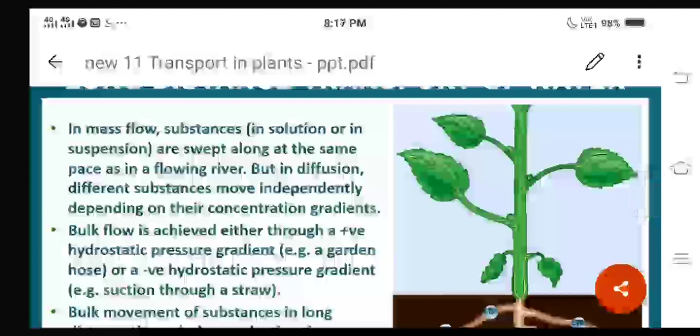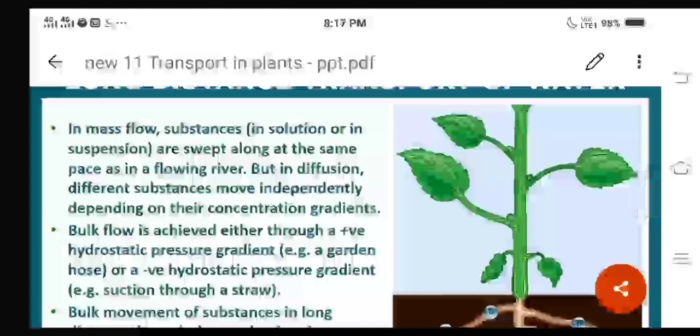And one more thing is how bulk flow is achieved in the plant, right? Bulk flow is achieved either through a positive hydrostatic pressure gradient. We mention it as the positive hydrostatic pressure gradient. And here we can understand, what is the sentence there? Bulk flow is achieved either through a positive hydrostatic pressure gradient, right?